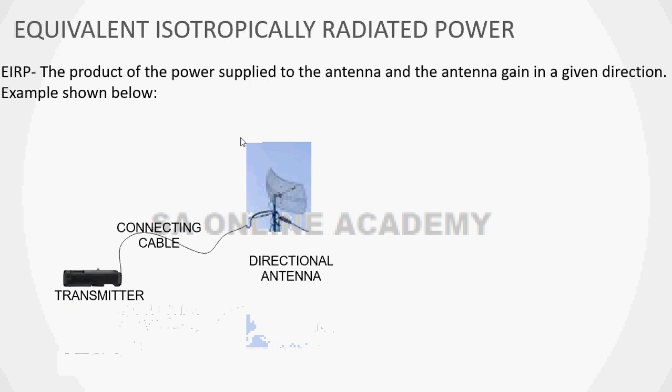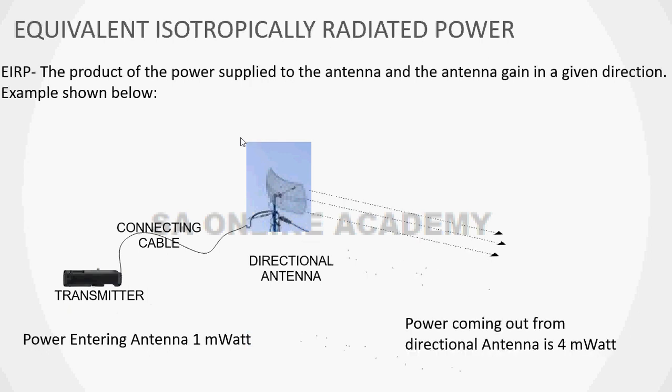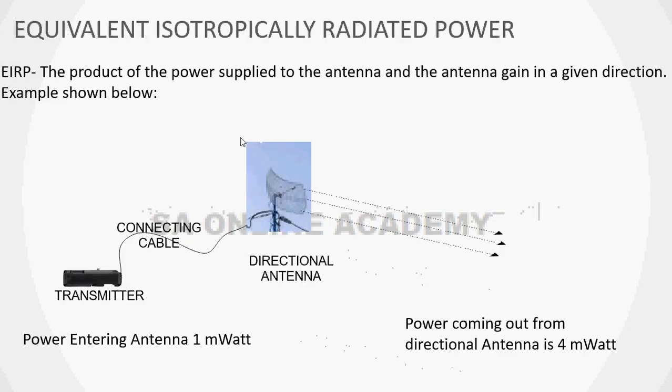Here you can see the transmitter connecting to a directional antenna through a connecting cable, generating a power of 1 milliwatt, but the power coming out from the directional antenna is 4 milliwatt. So EIRP is the highest signal strength that is transmitted from a particular antenna, the maximum power strength. Using a directional antenna, the actual power has been increased. That is called EIRP.